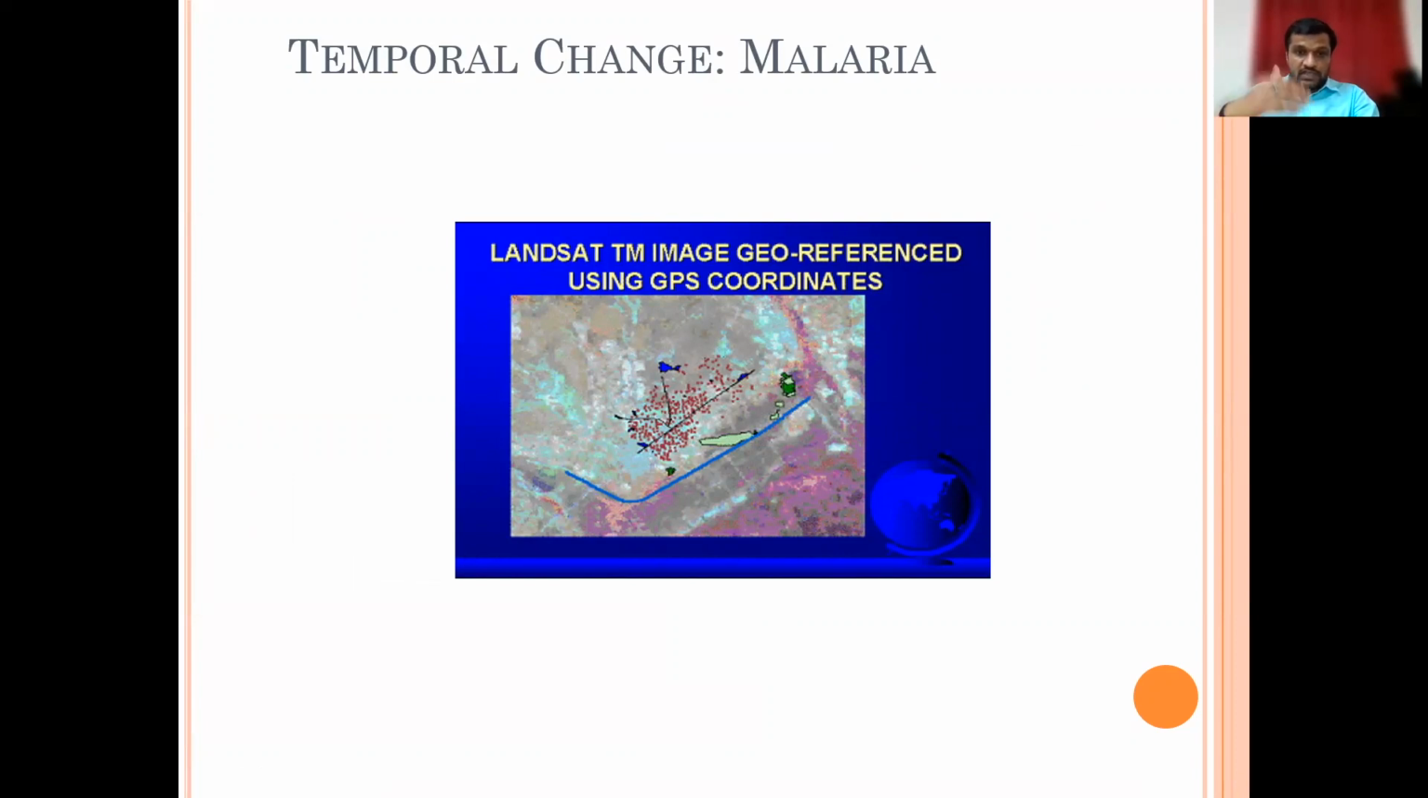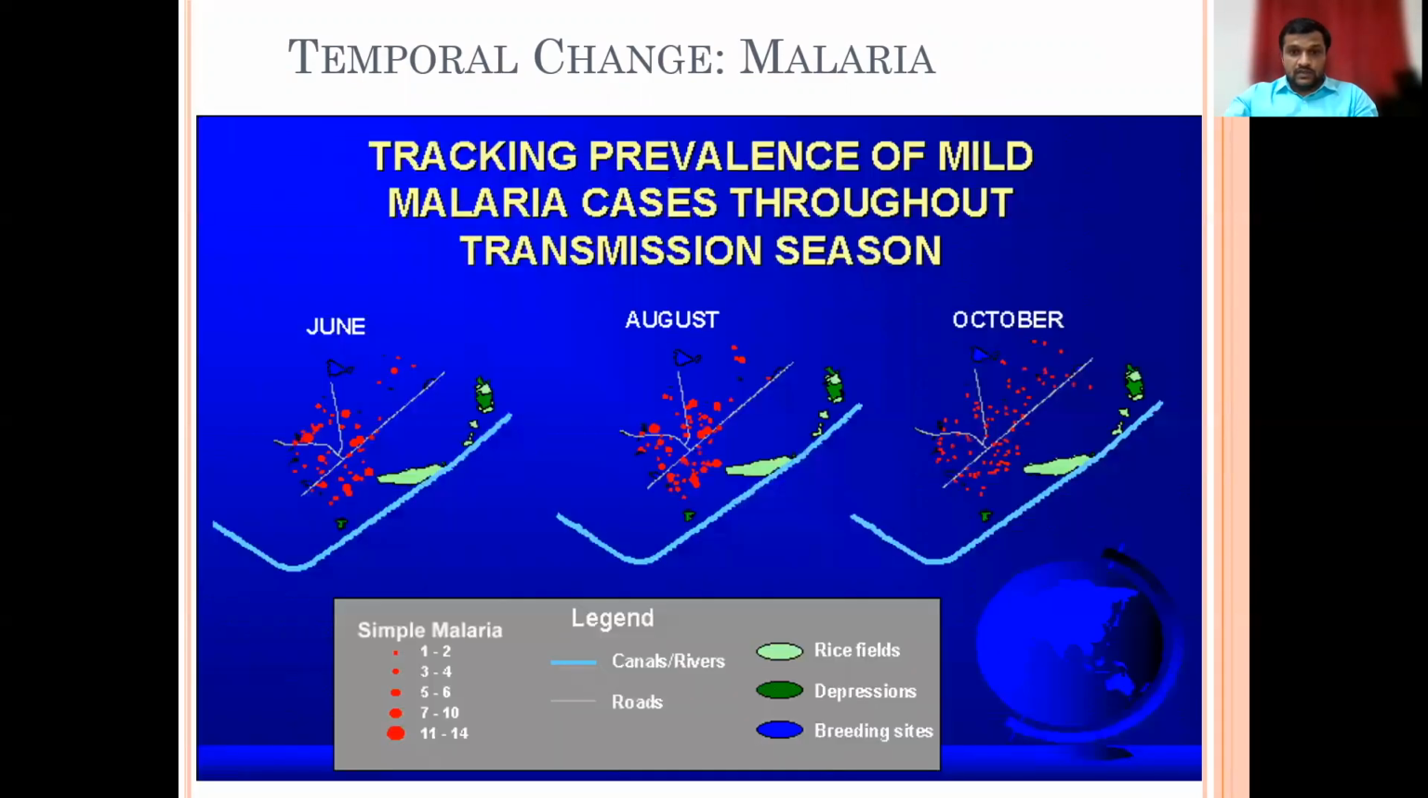By having multi-temporal data sets acquired from remote sensing approaches, we may easily track the spreading of malaria. Using the temporal change, we can see how much area will be affected by malaria, and how much area is affected within a period of 1 year, 2 years or 3 years. So the temporal change of malaria can be easily tracked using remote sensing and GIS approaches.